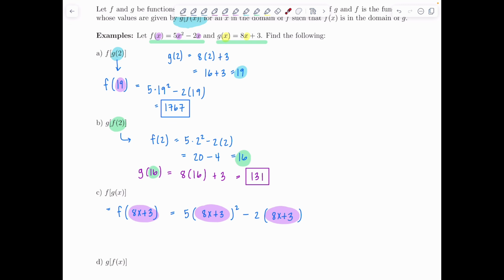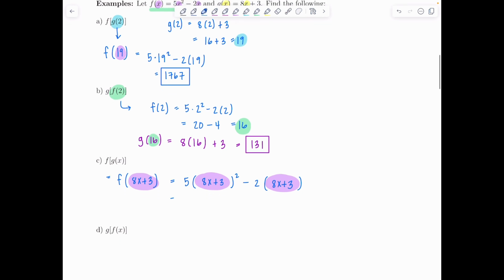Okay, I'll repeat it again. F of 8x plus 3 is 5 times (8x plus 3) squared minus 2 times (8x plus 3). Okay, from here we have to clean up. So follow your order of operations. I'm going to multiply this all out first.